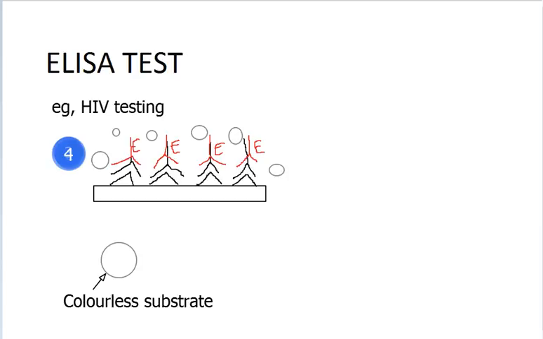This is when we see the reaction. If the enzyme is present, the colourless substrate will turn into a coloured molecule. If there's no enzyme antibody, then the molecule will stay colourless. So in this case there was the monoclonal antibody for HIV present, which means they're HIV positive, and so we observe a colour change. And that's basically ELISA testing.